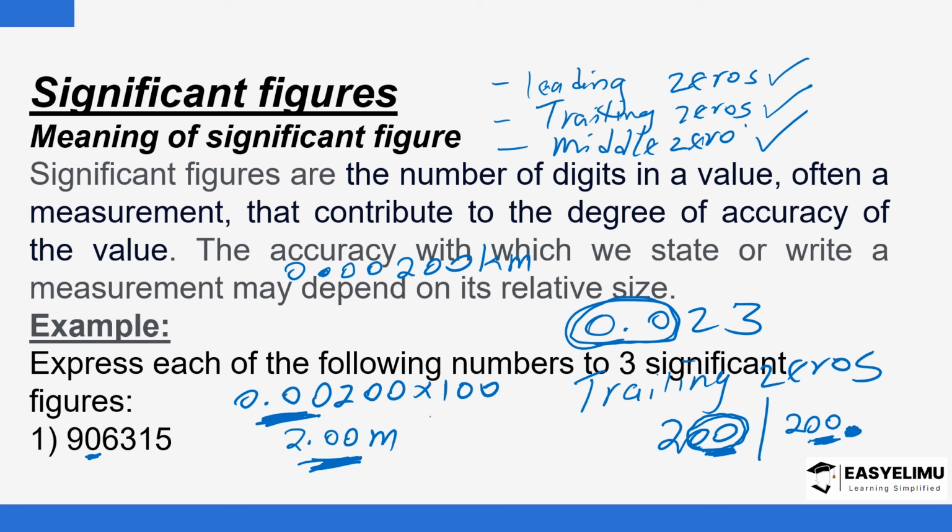So you see, there are 3 ways in which zero can appear in a number. It can be a leading zero, a trailing zero, or a middle zero. So all non-zero digits are significant. Middle zeros are significant. Trailing zeros are significant if there is a decimal point. So please take note, trailing zeros are only significant if there is a decimal point. Leading zeros are never significant. So that one is obvious.